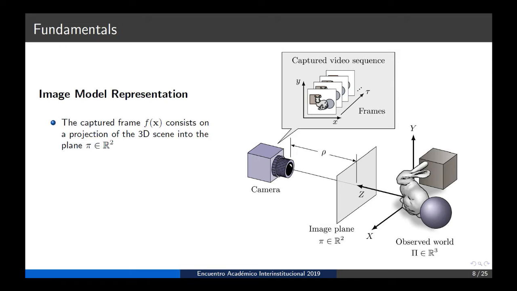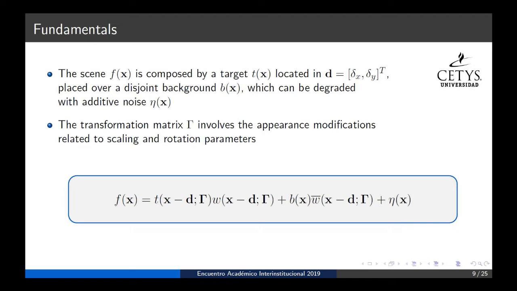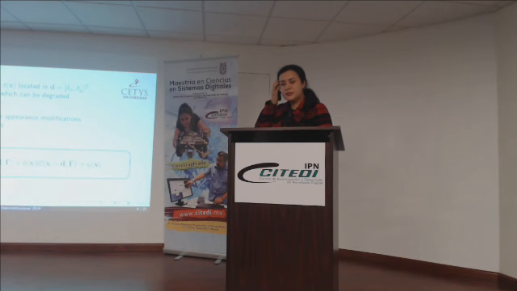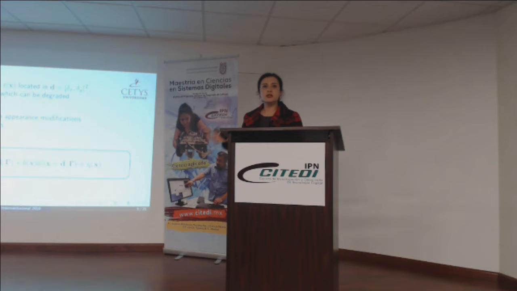With this algorithm, we want a single capture. First, we represent the scene as a model, as a signal. Summarizing, the scene contains a target that is embedded in a disjoint background and may contain additive noise. Given this, we have another piece of information, this letter capital gamma, that involves the appearance modification of the target. That is, the target has an unknown location and its appearance has an unknown pose.